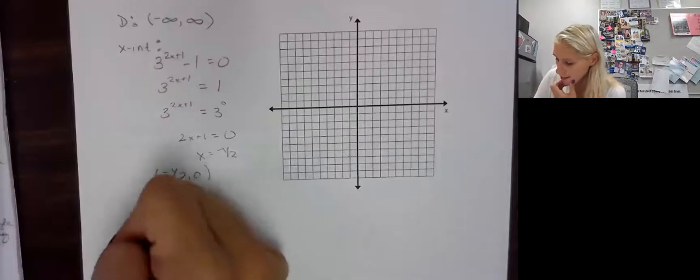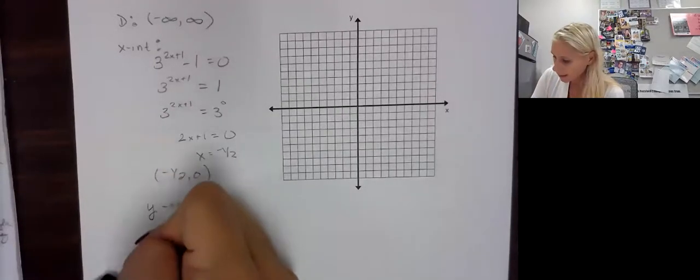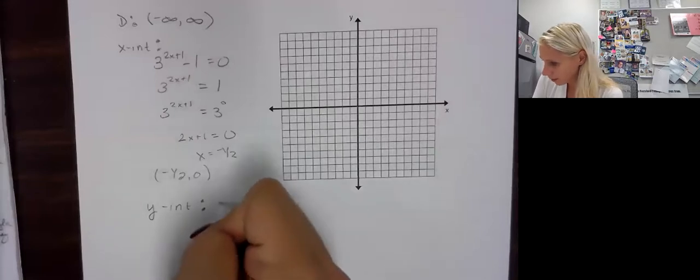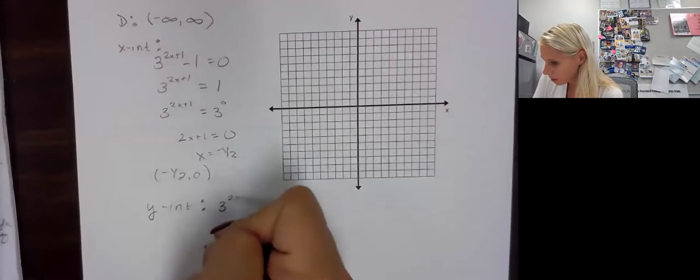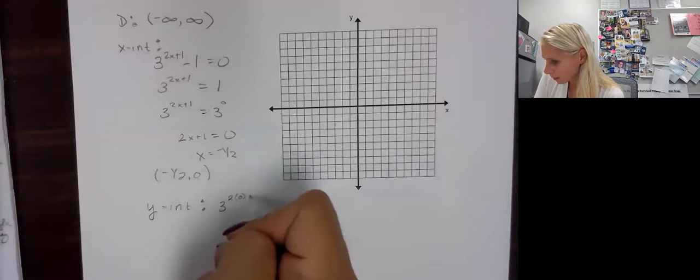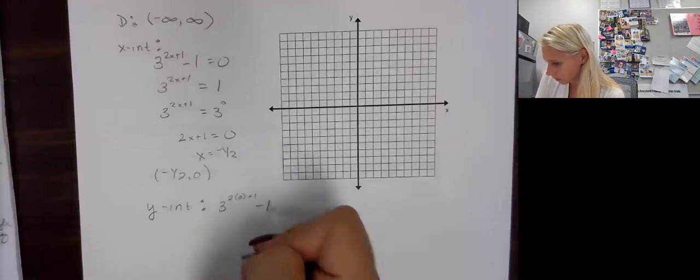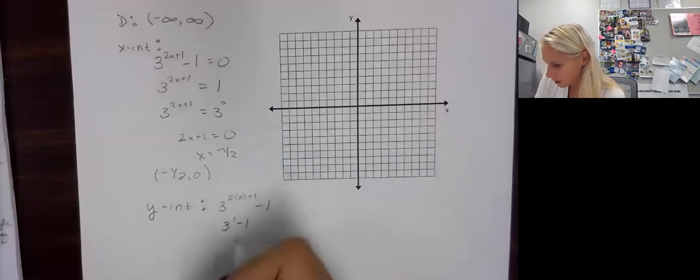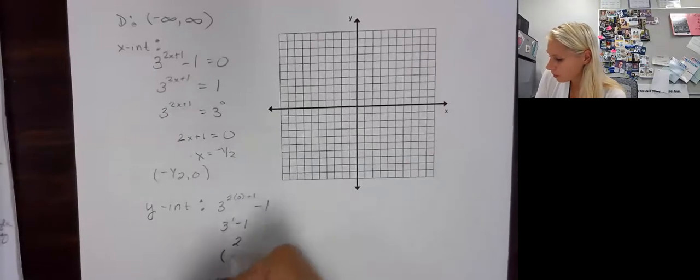Now we want the y-intercept. Okay, y-intercept is when x is 0, so let's plug in 0 there. We get 3 to the 2 times 0 plus 1 minus 1. So 3 to the first minus 1. So what do we get? 2. So our y-intercept's at (0, 2).